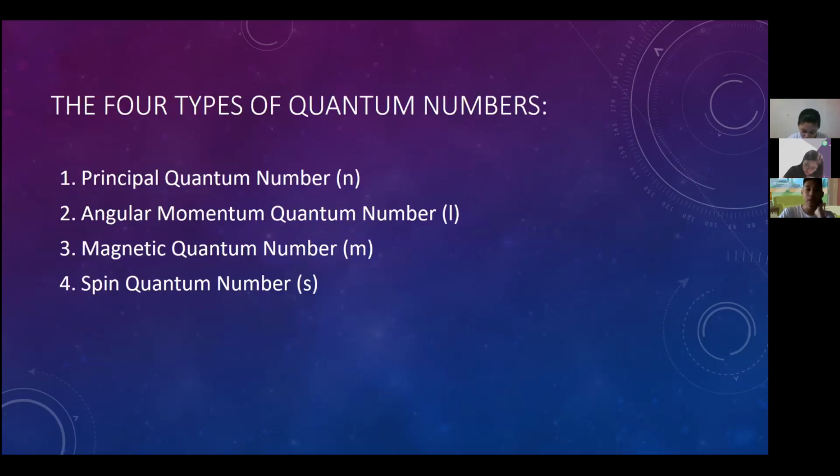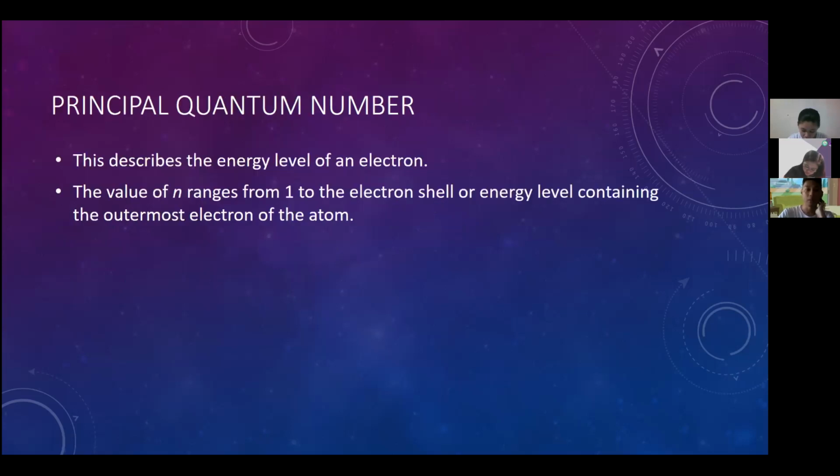The four types of quantum numbers are the principal quantum number, angular quantum number, magnetic quantum number, and spin quantum number. For the principal quantum number, this describes the energy level of an electron. The value of n ranges from 1, the electron shell or energy level containing the outermost electron of the atom.